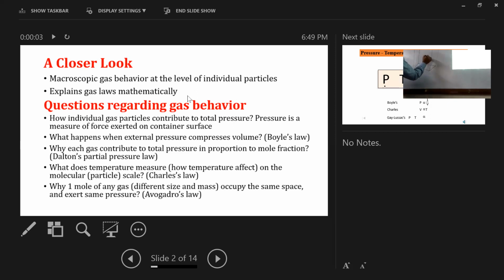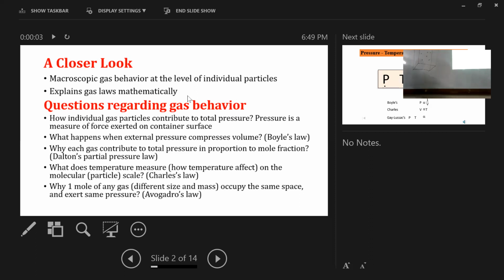Now, if you have a molecule here, this substance has some surface. How much force is the individual molecule applying on the surface? Collectively, we can consider that as the pressure. So how much force is applied to the surface or wall of the container, that is collectively known as pressure. What happens when external pressure compresses the volume?